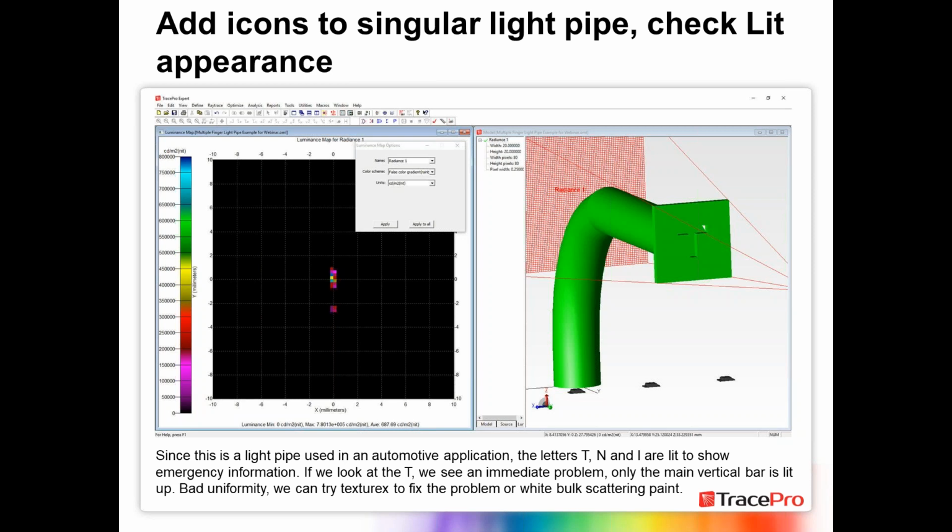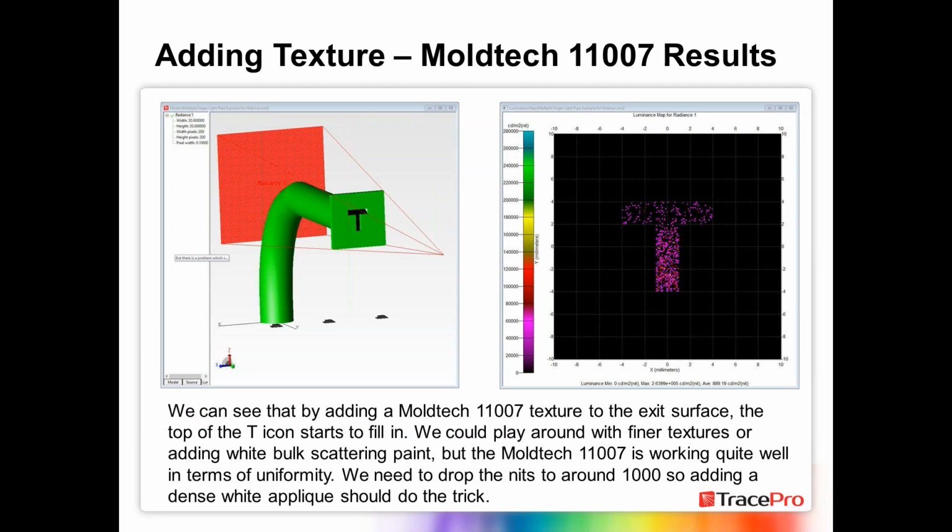We can try textures to fix the problem, or white bulk scattering paint. Well, in this case, I threw a Multec 11007, which I've done in the past, and I redo the luminance calculation, and we see it worked out quite well in terms of uniformity. We didn't have to add the bulk scattering paint, which is going to drop our efficiency quite a bit. In fact, we have so many nits, we're probably going to want to put a white dense applique on top of this, and that's what's going to make the applique as it goes through drop the nits down so that it's not so bright. Or we can change to a less bright LED, which will probably save us money.